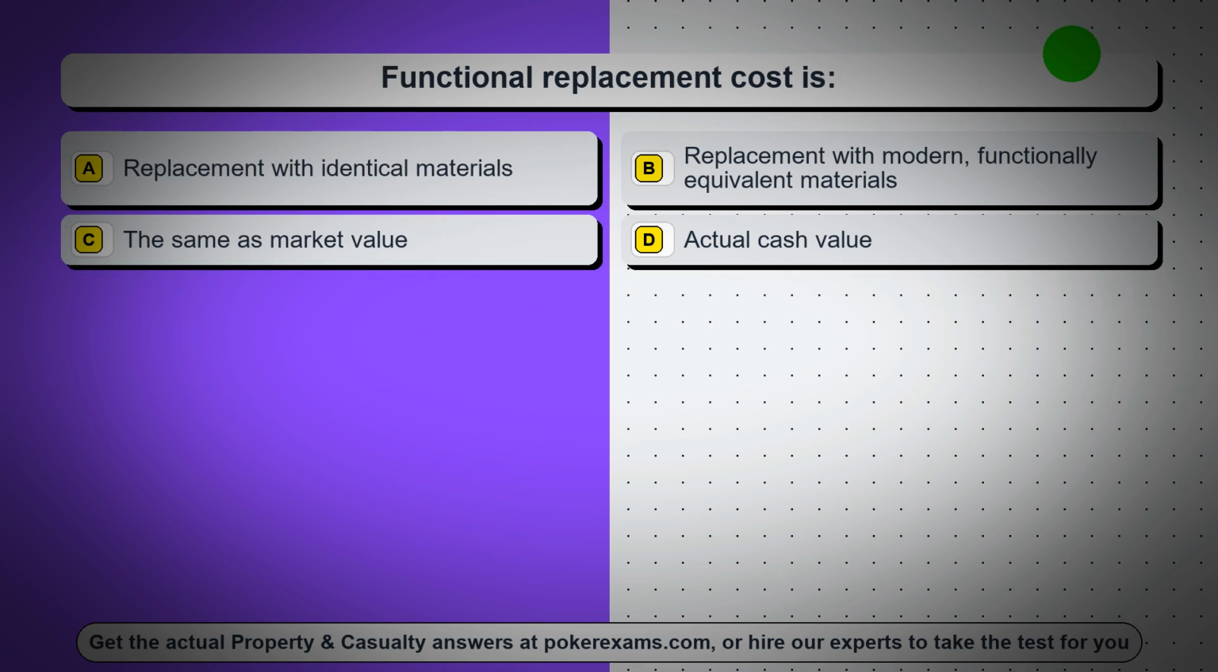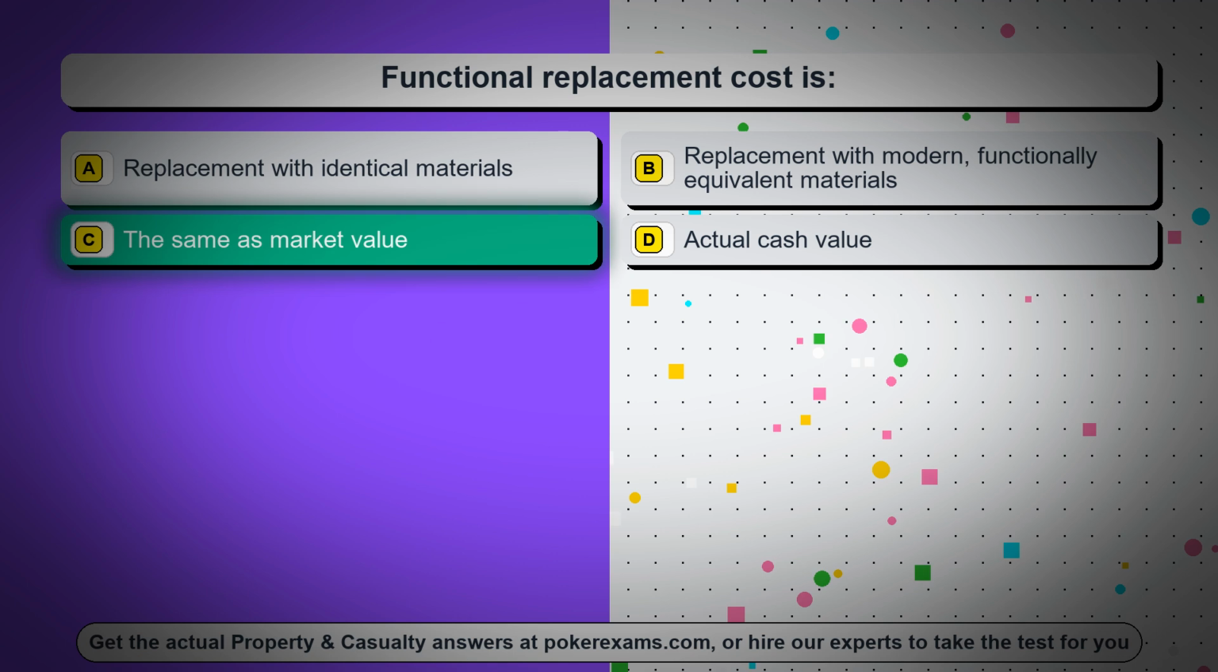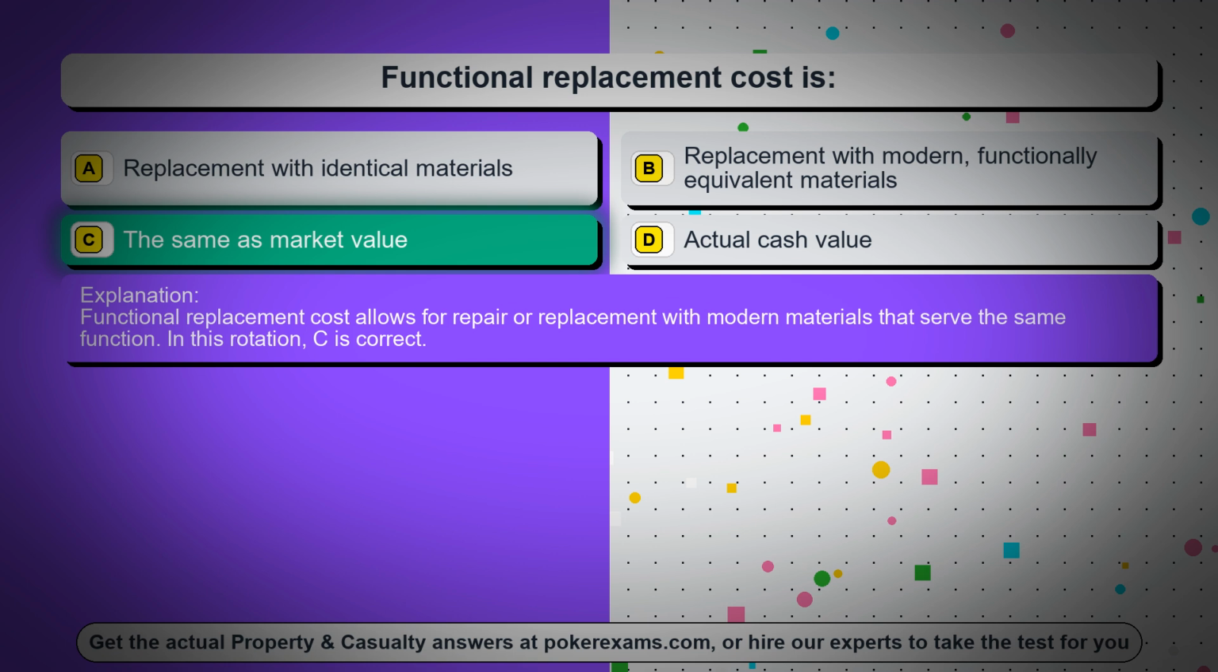Question 22. Functional replacement cost is option A, replacement with identical materials. Option B, replacement with modern, functionally equivalent materials. Option C, the same as market value. Option D, actual cash value. The correct answer is option C, the same as market value. Functional replacement cost allows for repair or replacement with modern materials that serve the same function. In this rotation, C is correct.